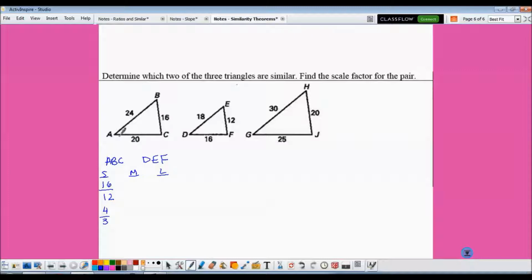The medium side is 20 over 16. 20 over 16 simplifies to 5 over 4. Well, those aren't equal, so we don't even need to check the large sides. So that's not the pair. So let's try DEF to GHJ.